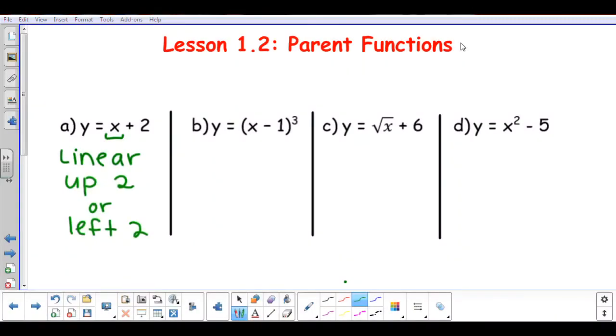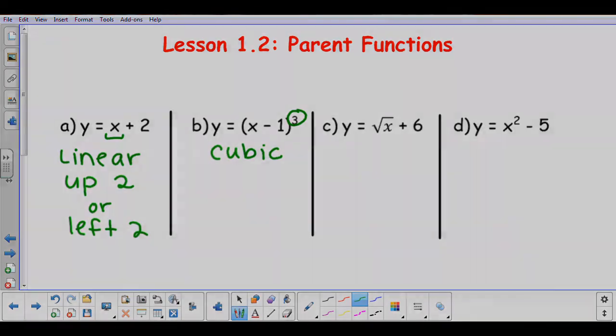For part B, I have y equals the quantity of x minus 1 to the third. So I want to concentrate and see what is happening in this function. I see that I have an exponent of 3, so the only parent function that has that exponent would make this a cubic parent function. So like I did in A, I'm going to go into the calculator and figure out the transformation from the parent to the equation here.